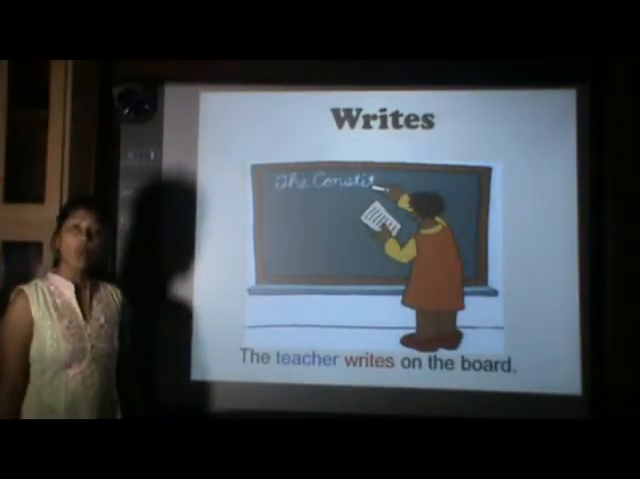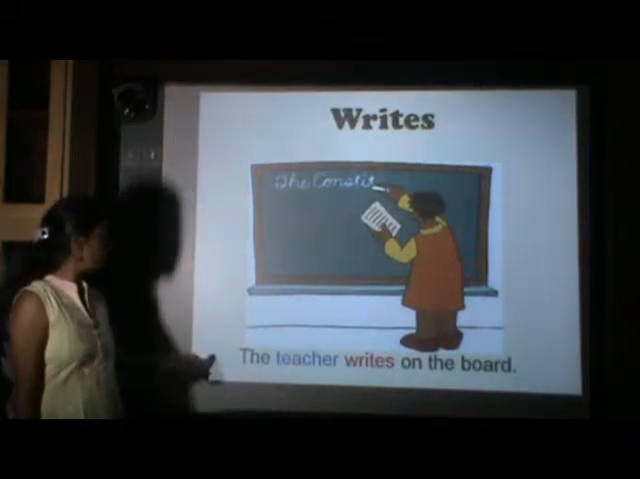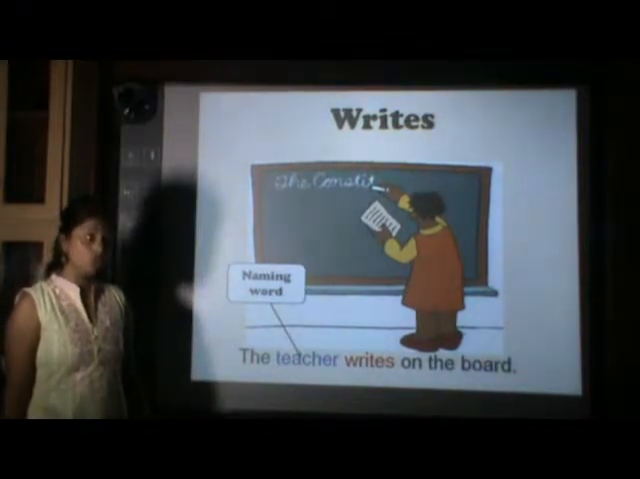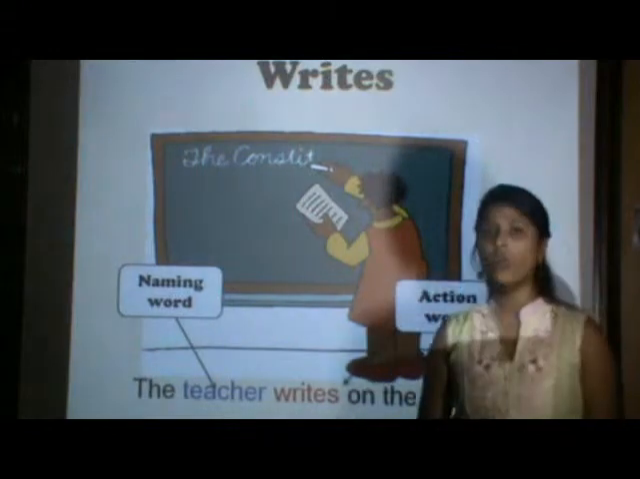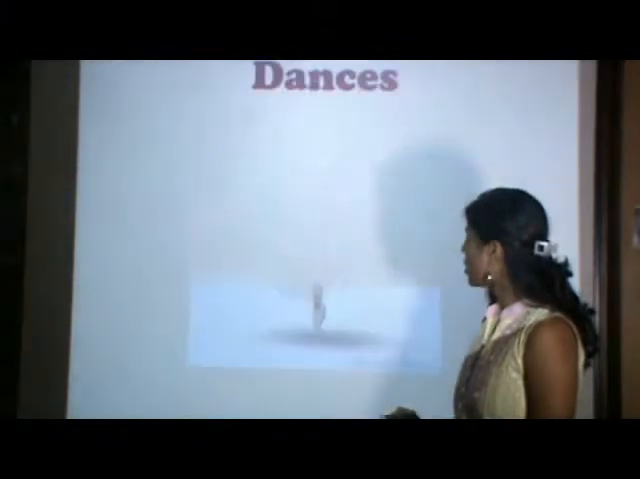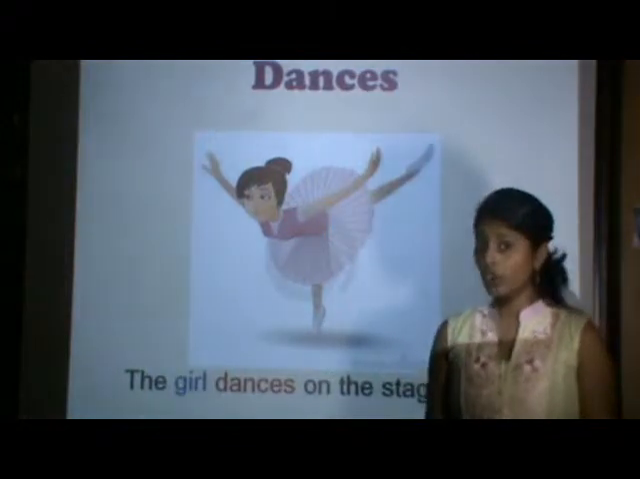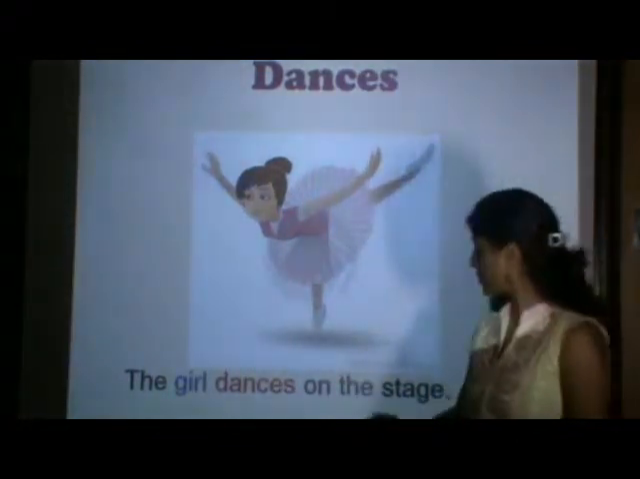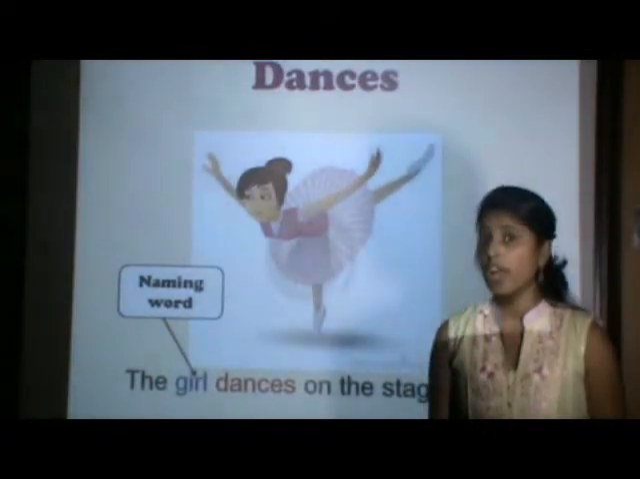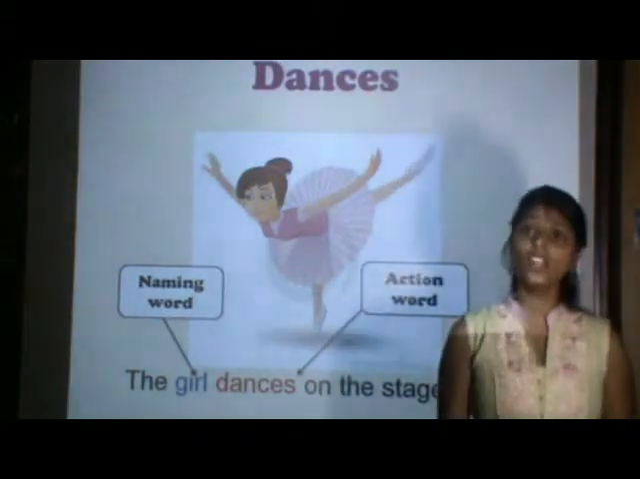The teacher writes on the board. Here, your teacher is your naming word. The question you ask is, what does your teacher do? Answer you get, writes. Dances. The girl dances on the stage. Here, the girl is the naming word. The question you ask is, what does the girl do? And the answer you get is, dances. So dances becomes the action word.